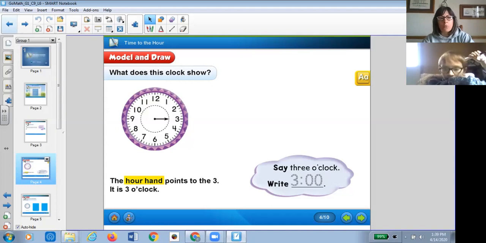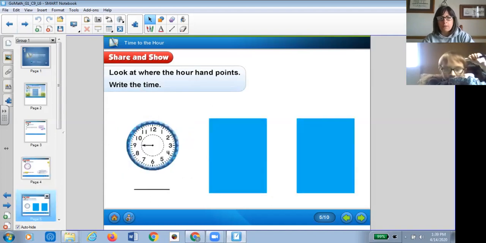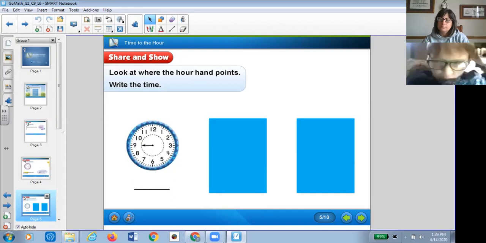So you can write it on your whiteboard. So let's look at this one. Can you write on your whiteboard what time that clock is showing? And then show me your whiteboard. What time is this clock showing? Can you show me on your whiteboard?